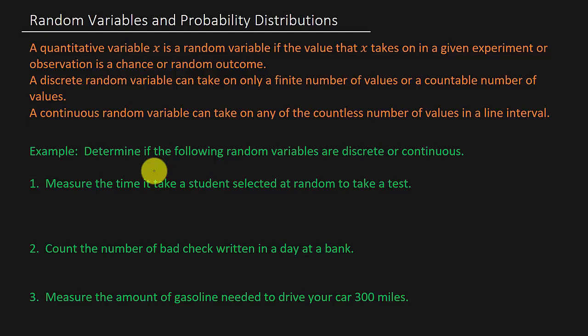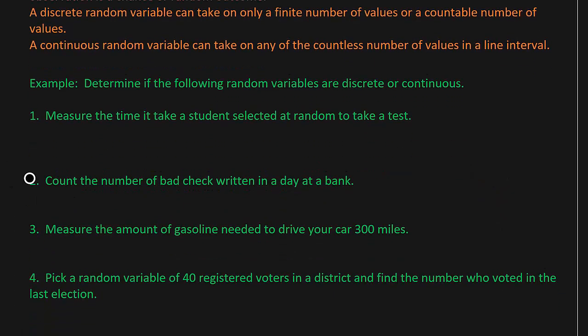So let's not do these in order. Let's start with number 2. It says count the number of bad checks written in a day at a bank. How many bad checks can be written? Well, it can be 1 bad check, 2 bad checks, 3, 4, 5, 6, 7, and so on. We can count those, so this would be a discrete random variable.